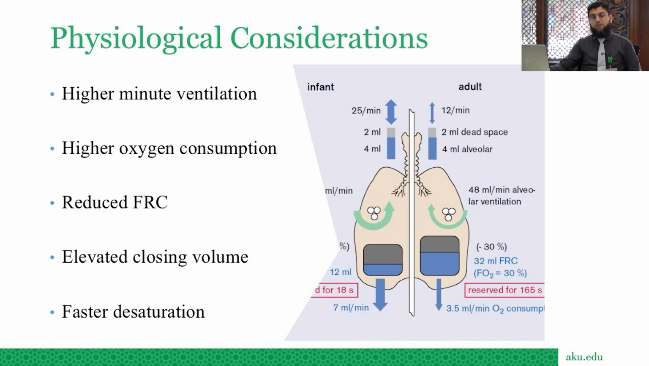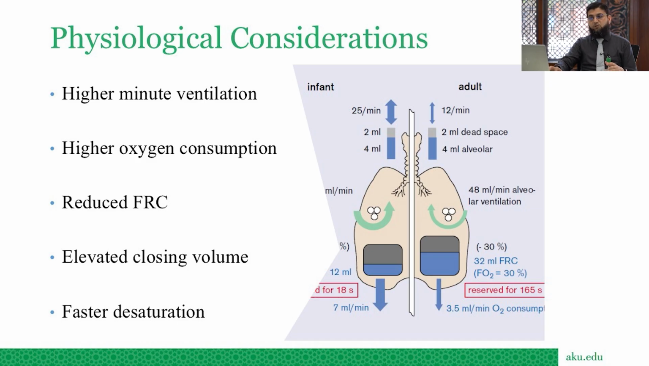For the physiological considerations, children have higher minute ventilation, they have higher respiratory rate, they have smaller tidal volumes, they have smaller FRCs as compared to the adults, they have smaller reserves, and they have higher oxygen consumption. That's why they need to breathe at a higher rate in order to compensate for that oxygen demand.